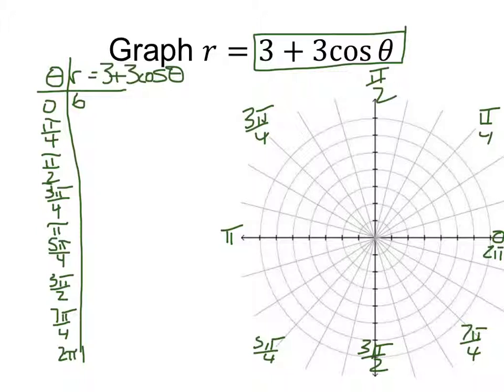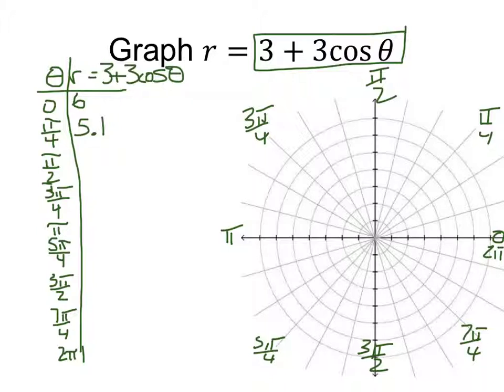Do the same thing for pi over 4. Of course, we know the cosine of pi over 4 is the square root of 2 over 2. But since I'm graphing this, I'm going to use the decimal approximation. So I'm going to put that in my calculator, and the decimal approximation for that is 5.1.